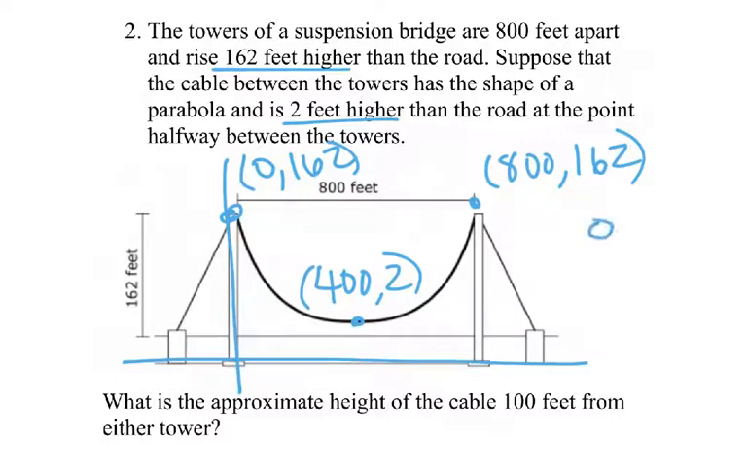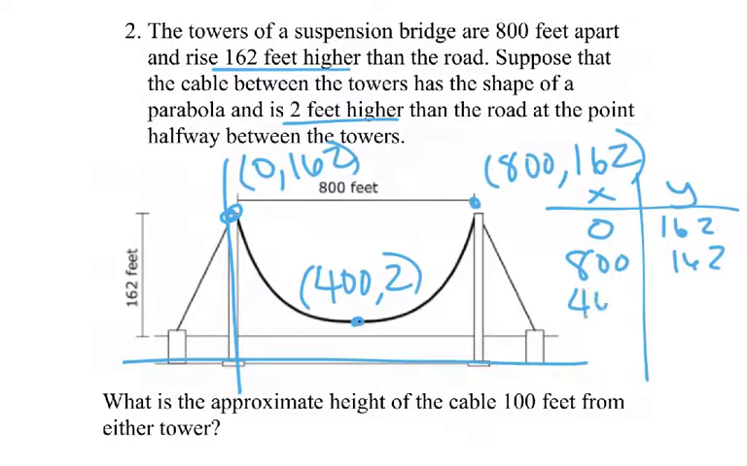So I have 0, 162, I have 800, 162, and I have 400, 162. Alright, and then the next thing I'm going to do is use that data to come up with a quadratic model. You can do it in Desmos, or you can do it in your TI-84. If you don't remember the process, go back and watch those videos. But I want you to pause the video and put these data points into a quadratic function. Okay, so this is approximately what you get.